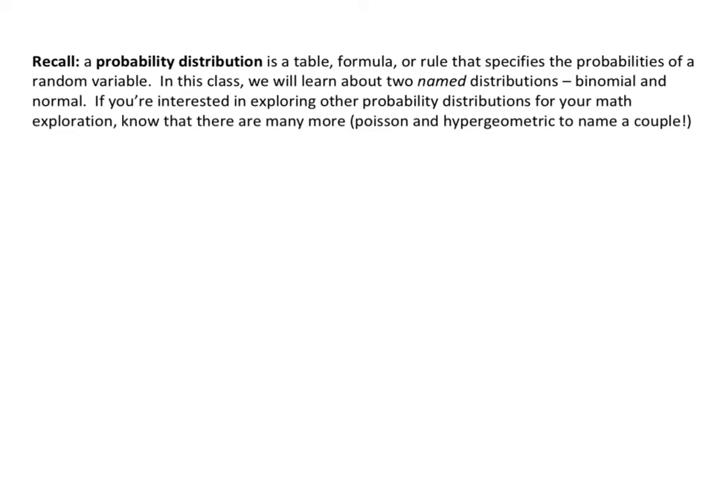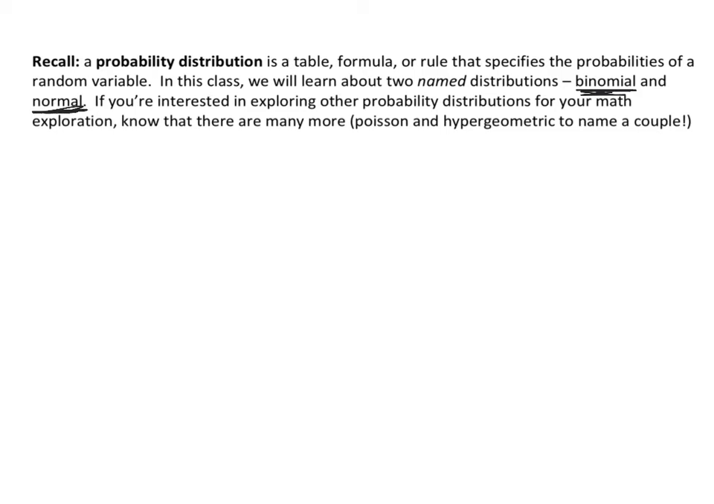And let's begin. So in the past couple of lessons, we've talked about a probability distribution, and I want you to recall that a probability distribution is just a table or a formula or a rule that specifies the probabilities of some random variable. Now, in this class, we're going to learn about two named distributions, which means very specific distributions that have specific purposes. One of them is called the binomial distribution. That's what we're learning about today. And the other is called the normal distribution, which we'll be learning about sometime later in the year.